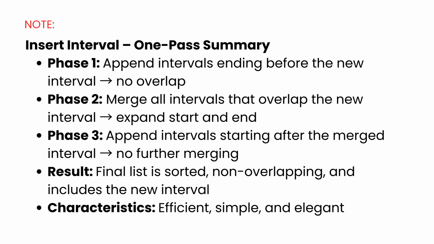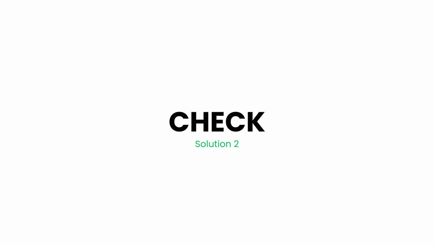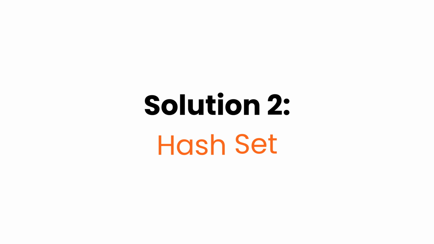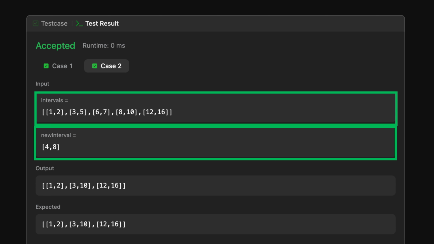It first pushes all intervals that end before the new interval starts, then it expands the new interval by merging every overlapping range, and finally it appends the remaining intervals after the merged block. Efficient, simple, and elegant. Let's test our function with these existing intervals, [1,2], [3,5], [6,7], [8,10], [12,16], and we're inserting new interval equals [4,8].